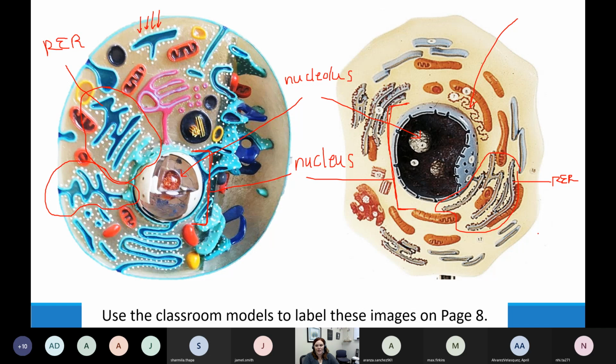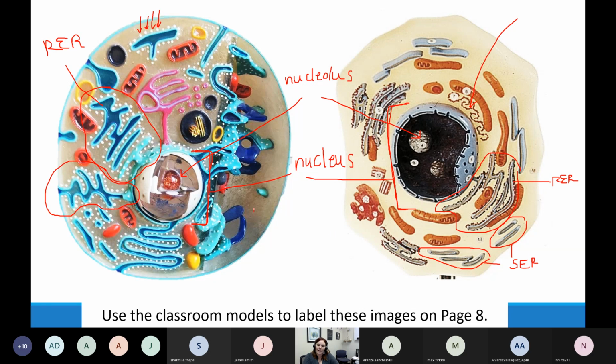We also have in our cells these areas that are thin, that don't have the bumps on the outside. These are what we would call the smooth endoplasmic reticulum. To be fully honest with you, I'm not convinced that the cell model on the left actually has smooth endoplasmic reticulum in it, because to me it looks like all of the endoplasmic reticulum has dots.